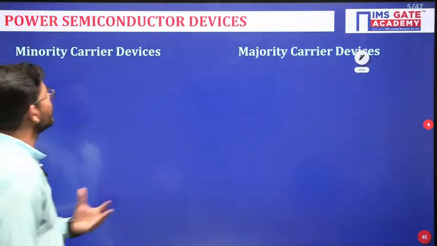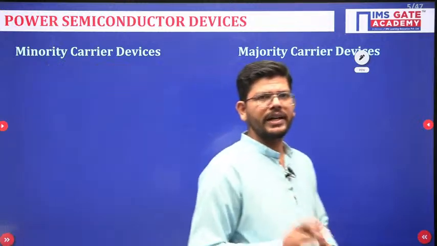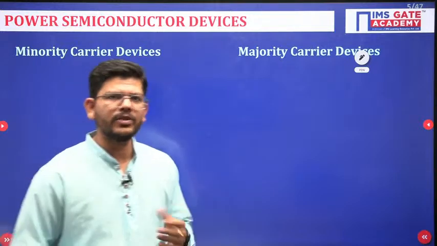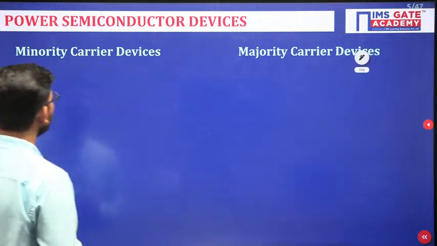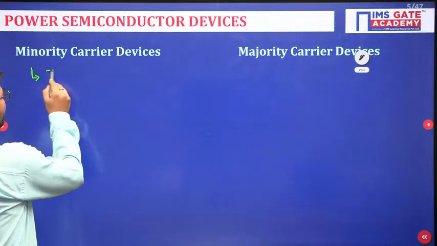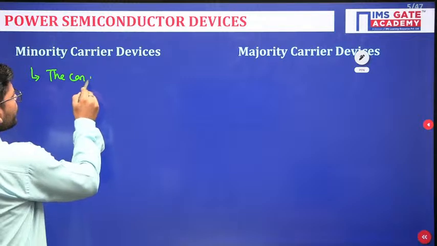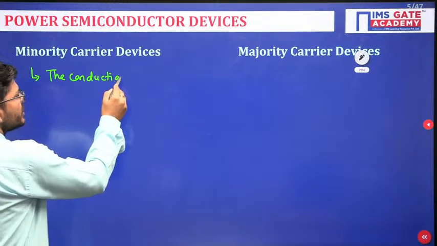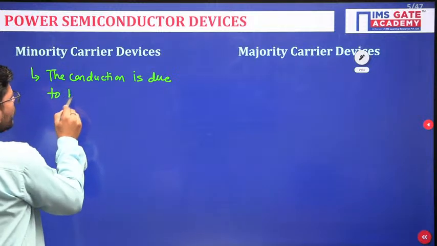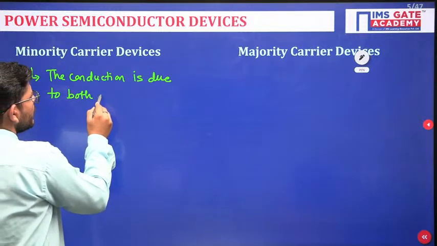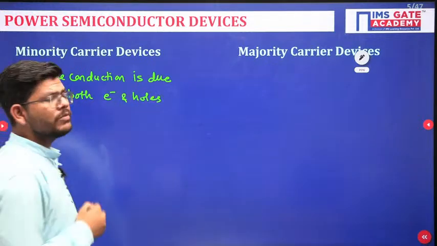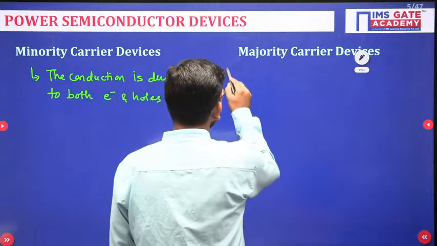So now, minority carrier device and majority carrier device, this is also something that you should know. A question has been asked from this particular topic as well. So what do you mean by a minority carrier device? If a device is a minority carrier device, the conduction is due to both electrons and holes.